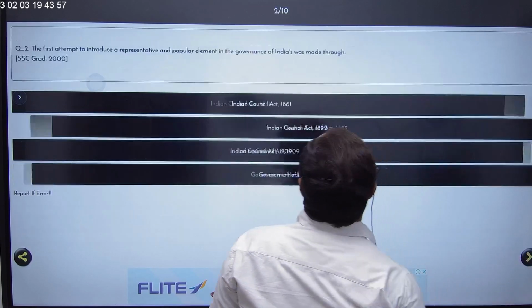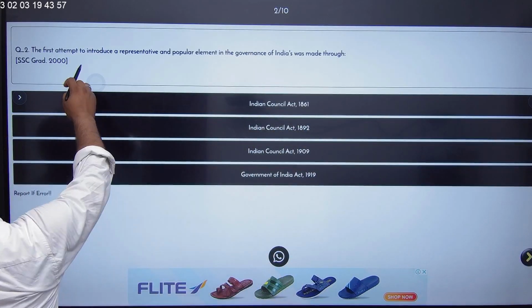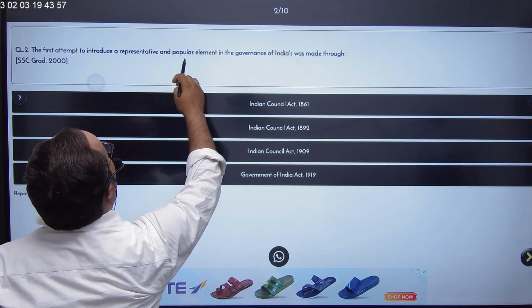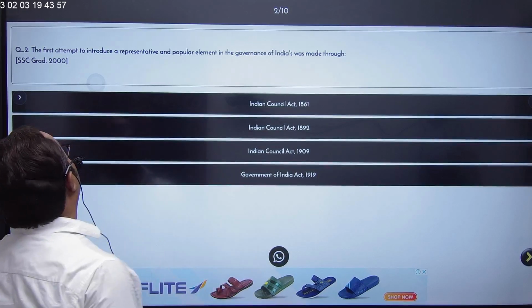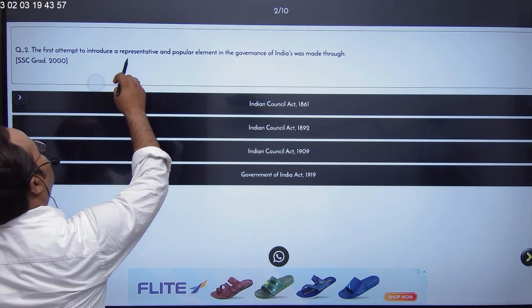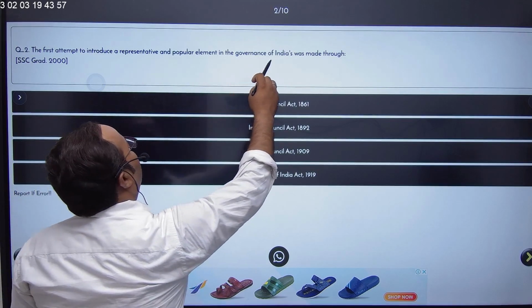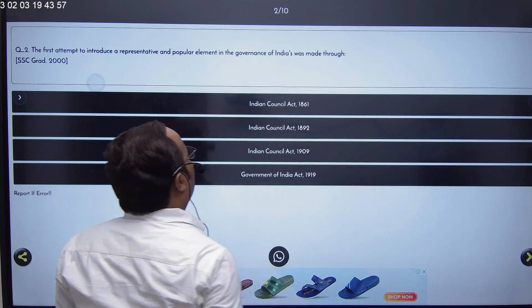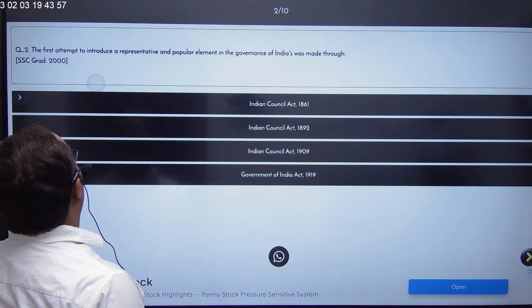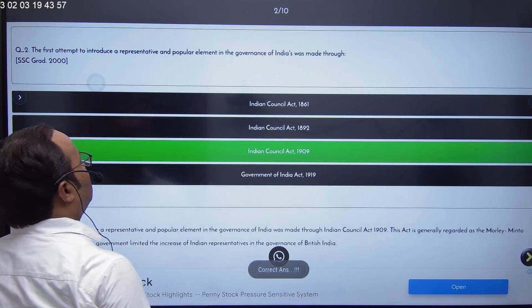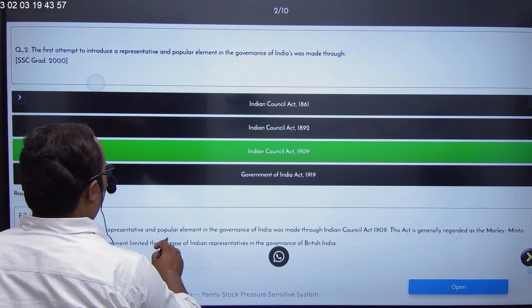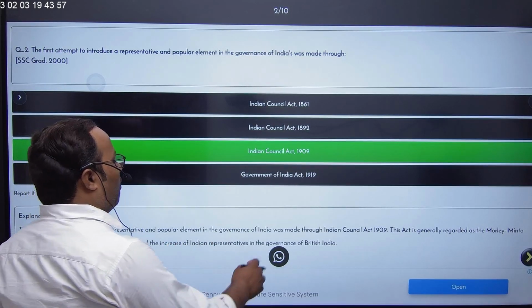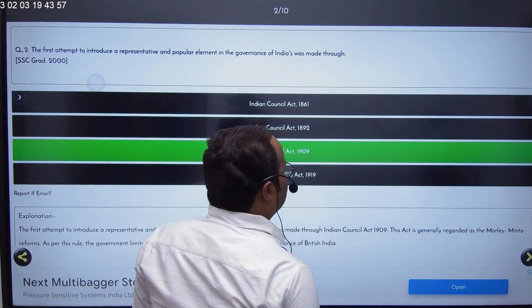So the next question is: the first attempt to introduce a representative and popular element in the governance of India was made through which? That was made through the Indian Councils Act 1909. The first attempt to introduce a representative and popular element in the governance of India was made through the Indian Councils Act 1909.